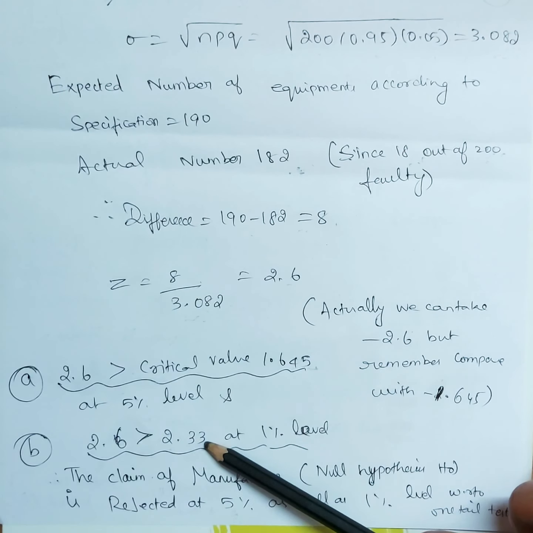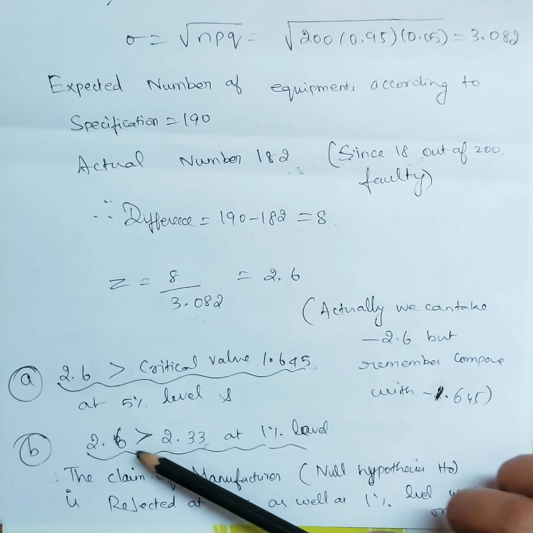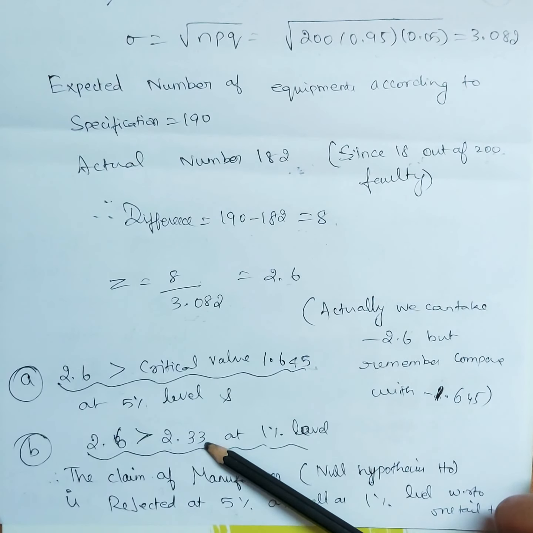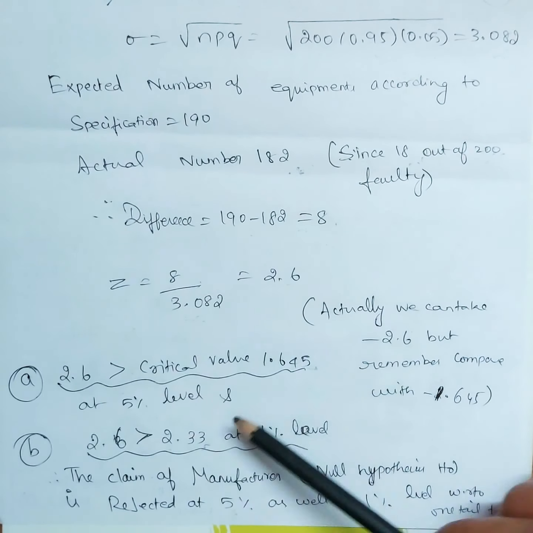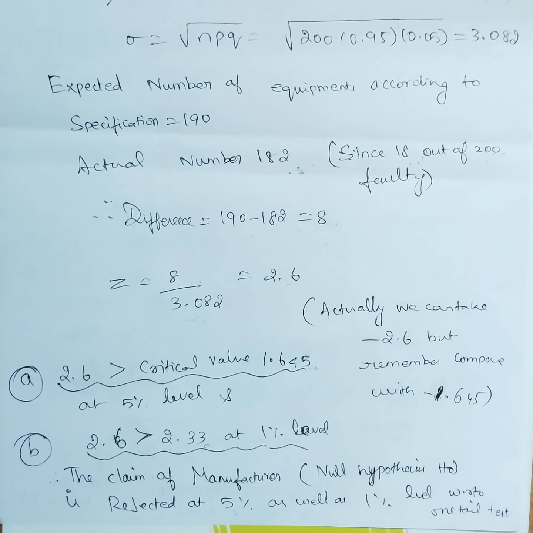2.33, correct? In two tail it was 1.96 and 2.58. In one tail it is 1.645 and 2.33. So 2.6 is greater than 2.33 at 1%. So in both the values this is greater than. So it is not falling inside the region at all. So the claim of the manufacturer is rejected.